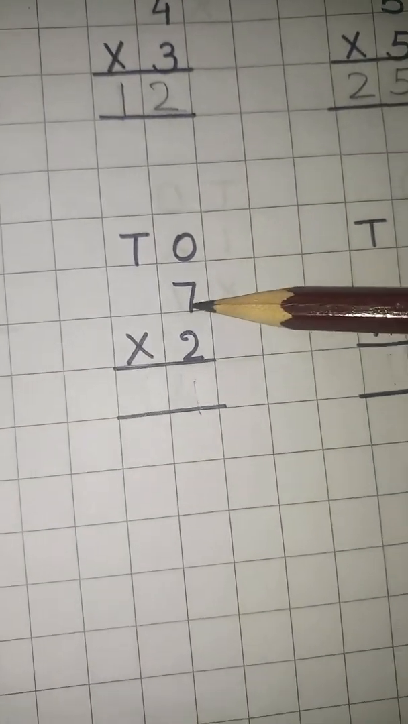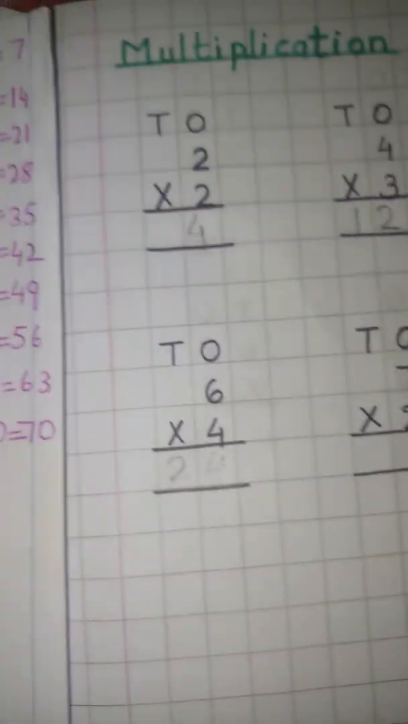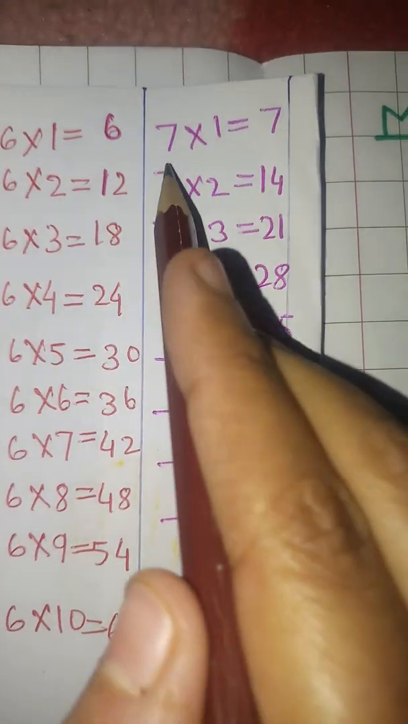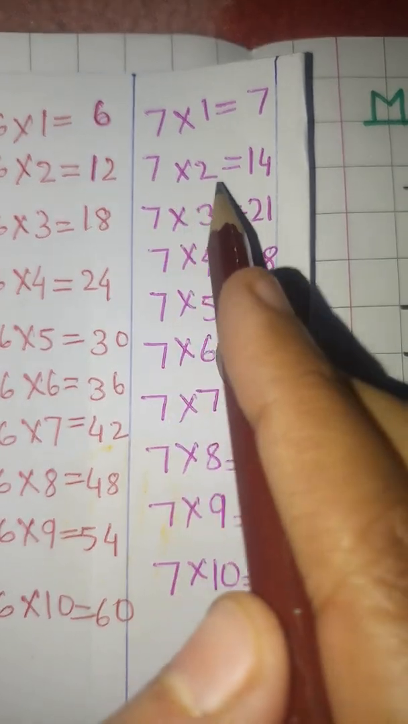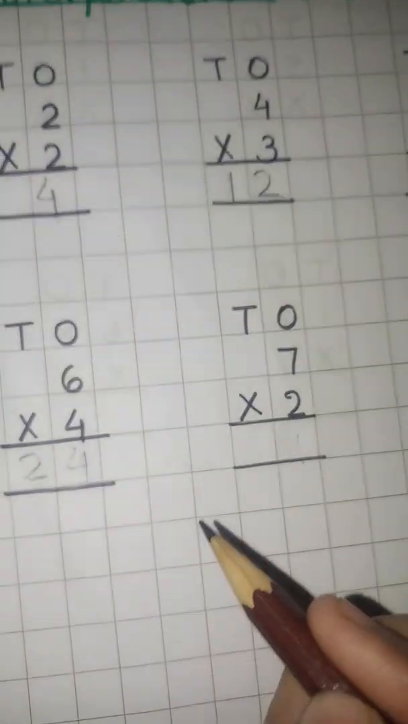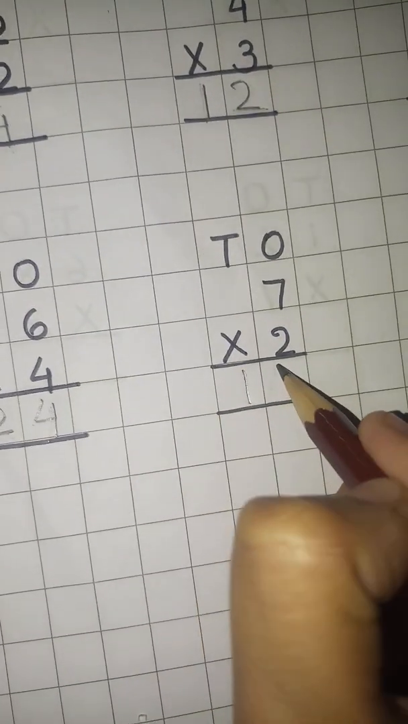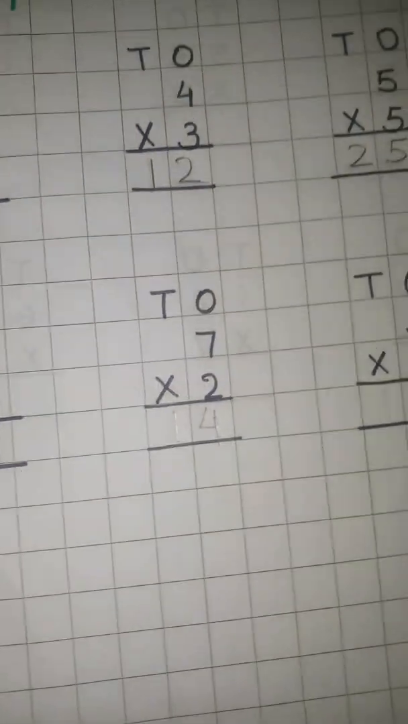Next is 7 into 2. Let's see in a table. 7 into 1, 7. 7 into 2, 14. 7 2s are 14. So we will write 14 in a box. Our answer will be 14.